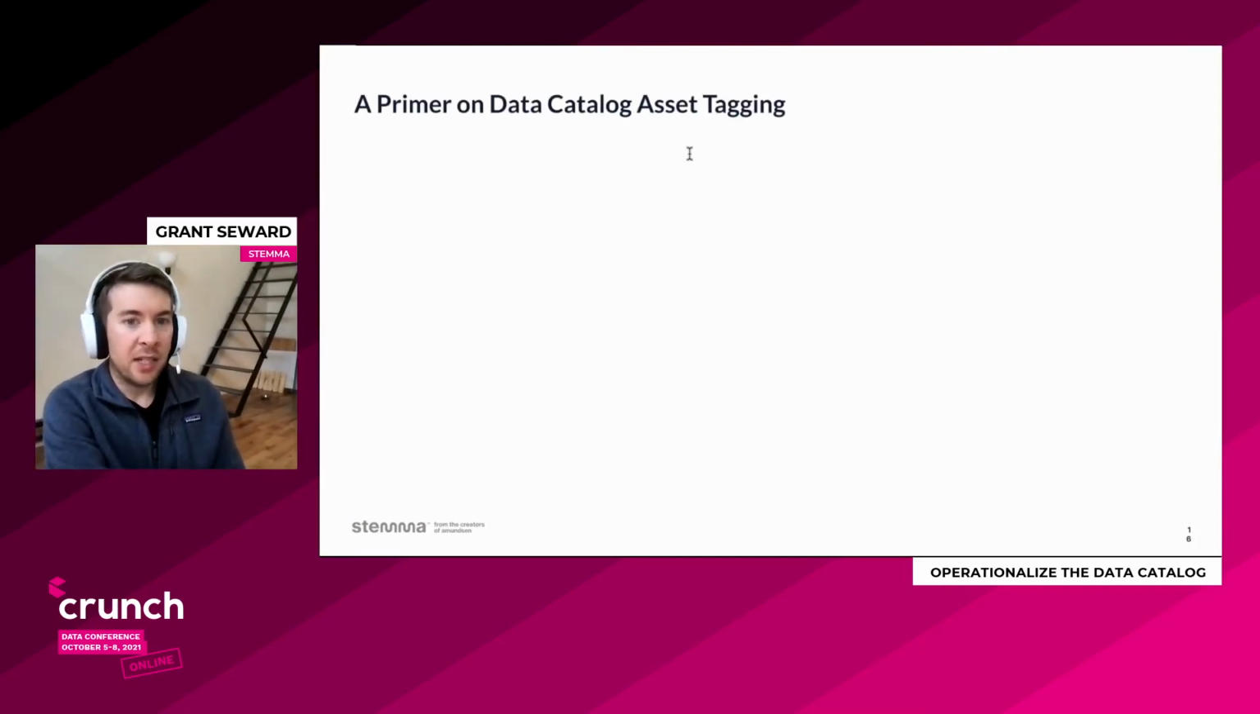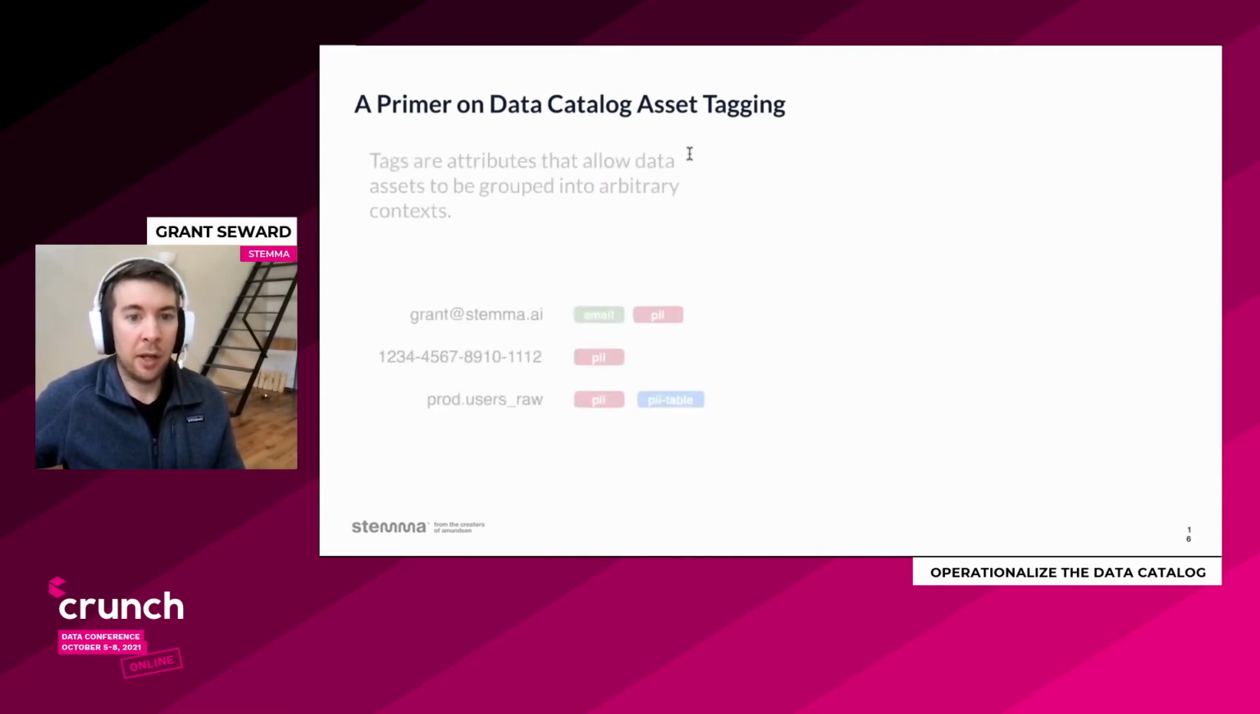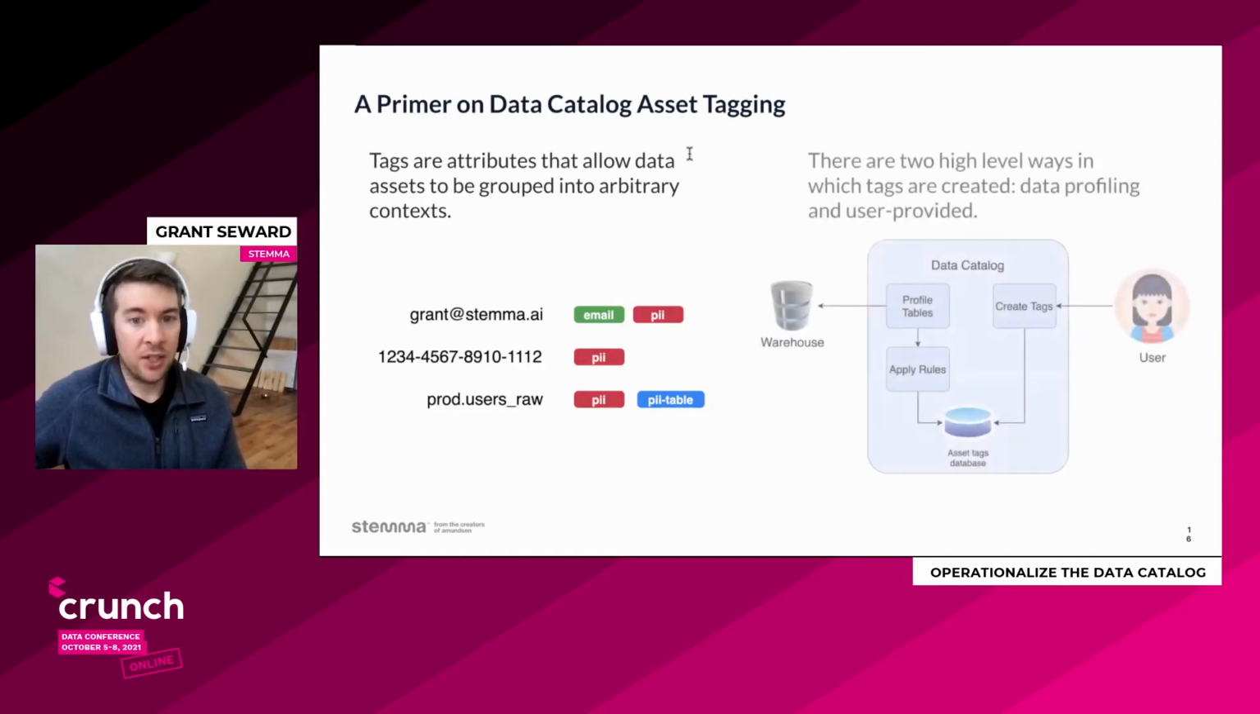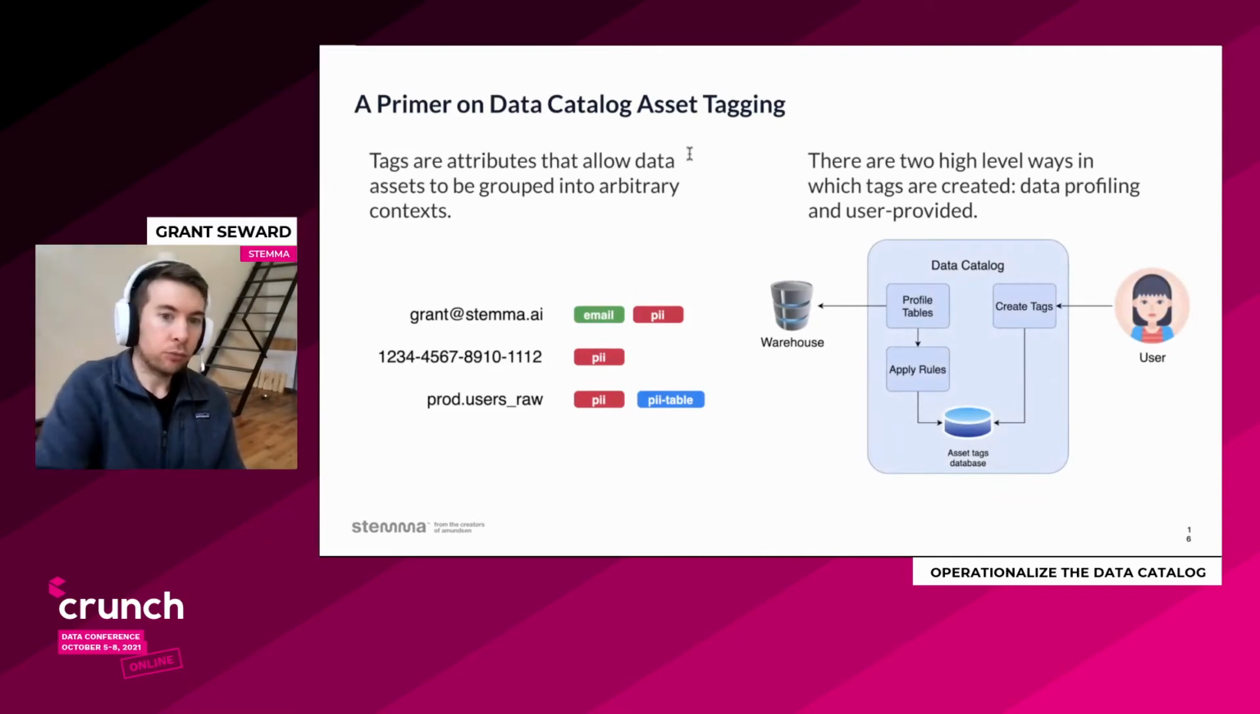One common way to classify assets within a data catalog is via tagging. As you're likely aware, tags are just attributes that can easily be assigned to different data assets. They can be assigned to a field, a table, a pipeline, a database, or really anything else within the catalog. Tags are great for answering questions such as, give me a list of all tables that have an email address in them. And there are essentially two ways that tags can be added to the catalog.